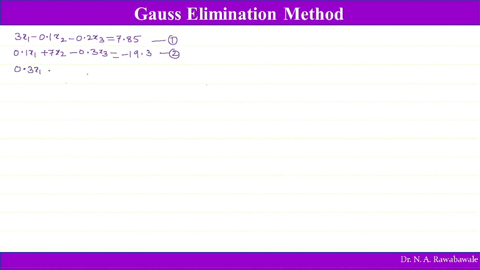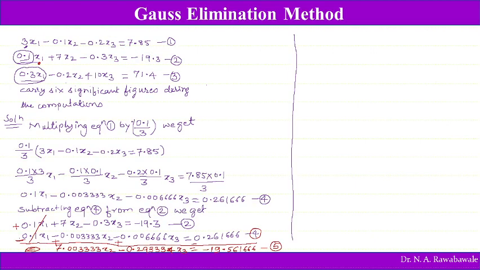x1 minus 0.2x2 plus 10x3, which is equal to 71.4. This is equation number 3. Now recently we have obtained equation number 5 also, which is important. So equation number 5 is 7.003333 x2.